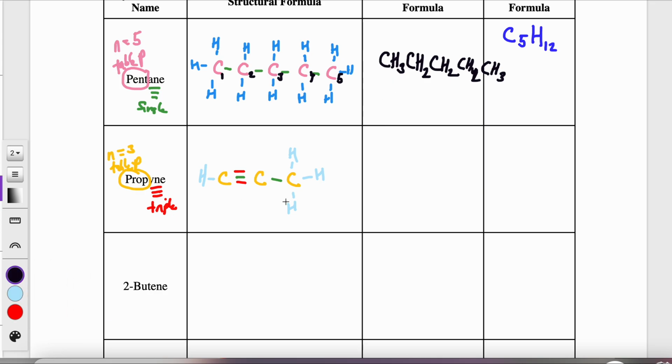So the condensed structural. Here is carbon 1. Besides that triple bond it's part of, it only has 1 hydrogen attached to it. Carbon 2 has no hydrogens attached to it. And then carbon 3 has 3 hydrogens attached to it. So there's the condensed structural formula. The molecular.